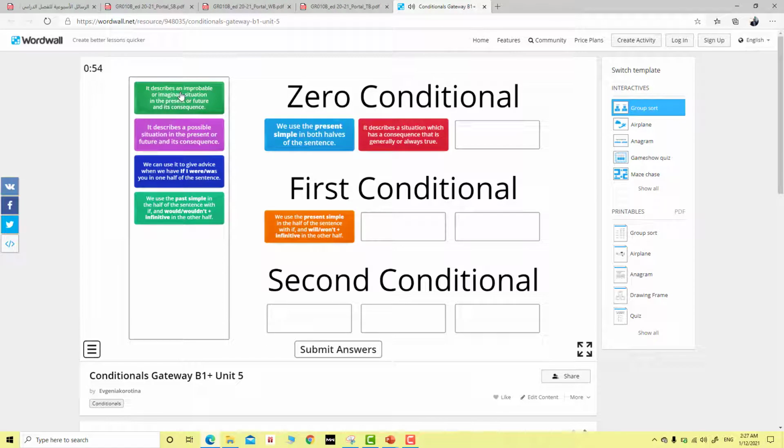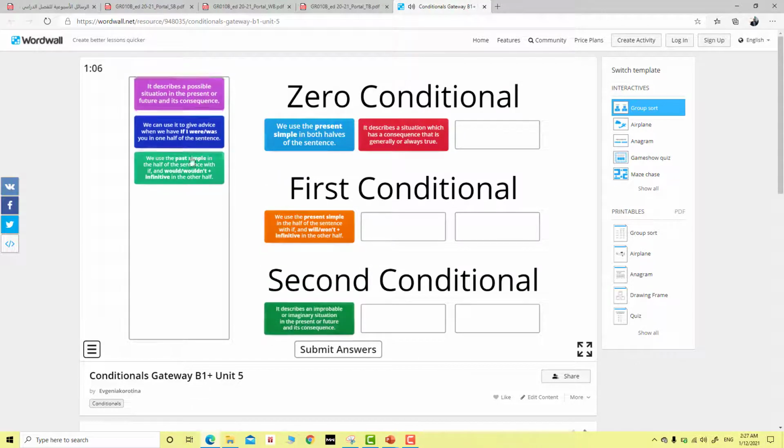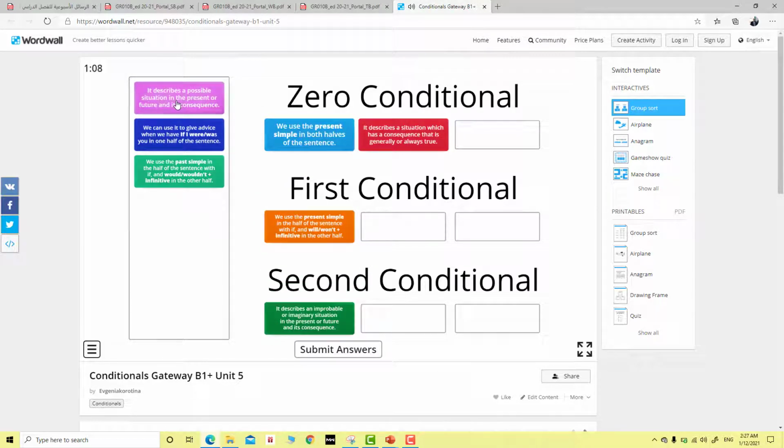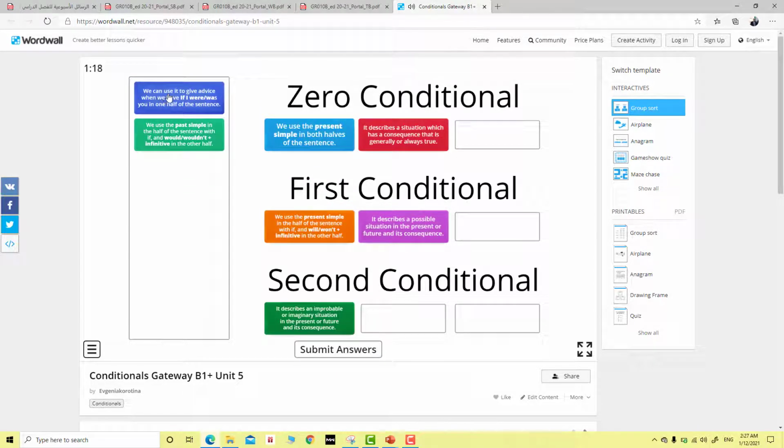It describes an improbable or imaginary situation in the present or future and its consequence. Imaginary situation, it goes with the second conditional. It describes a possible situation in the present or future and its consequence. Possible or likely means it's a first conditional. We can use it to give advice when we have "if I were you." That is the second conditional.